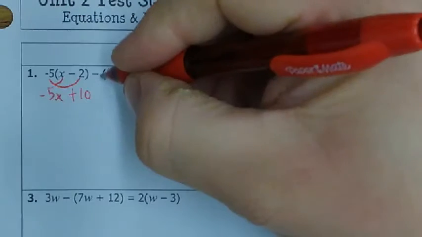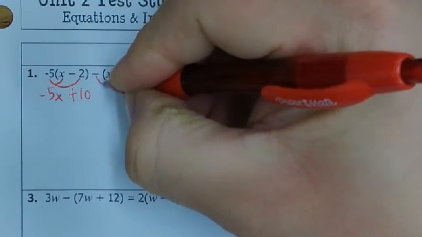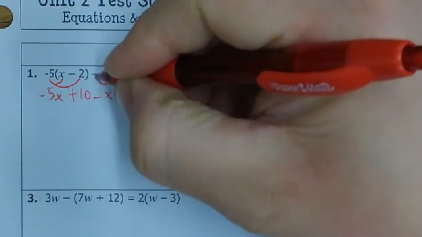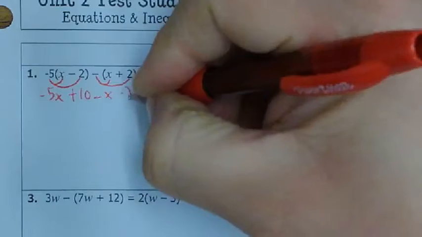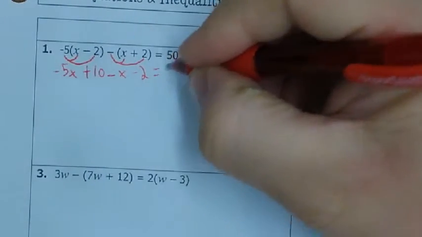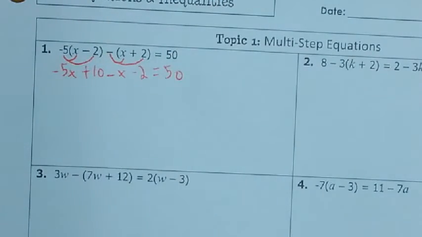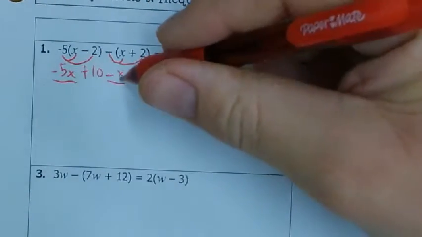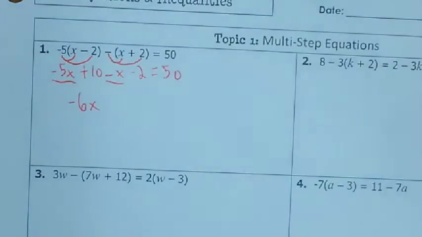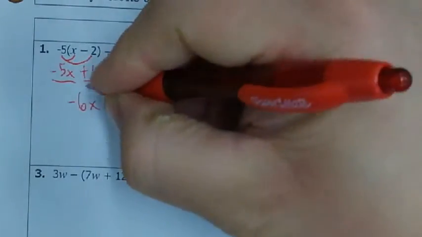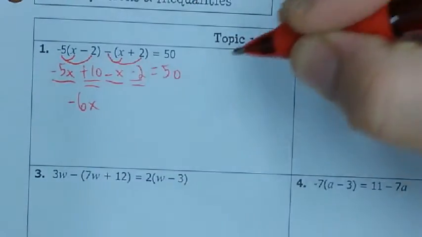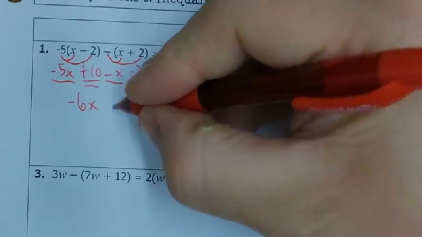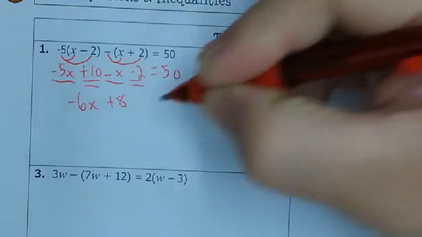And then for this part, you think of this as a -1. So negative times x is -x. Negative times 2 is -2. Then after you're at that point, you just combine your like terms. -5x minus x. -5 minus 1 would be -6, so that'd be -6x. And then combine your 10 minus 2. 10 minus 2 is 8, so +8.